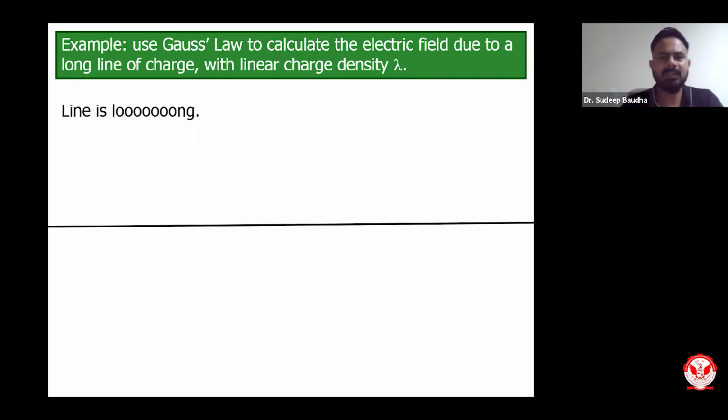So let us see, we have a very long line, we call it an infinite line, and we are about to calculate the electric field due to this infinite line. So again, how to do this? We will start with understanding the problem. The problem is, we have a long line with a linear charge density lambda, which is of course greater than 0.